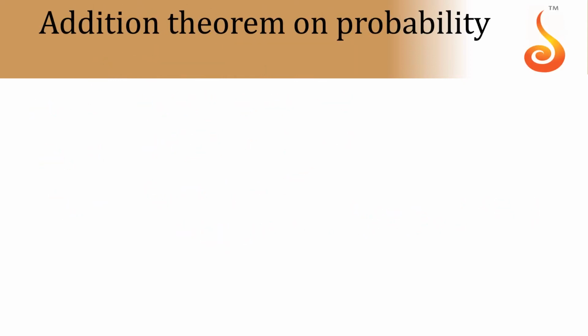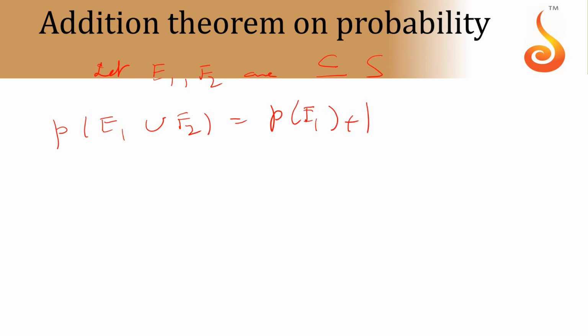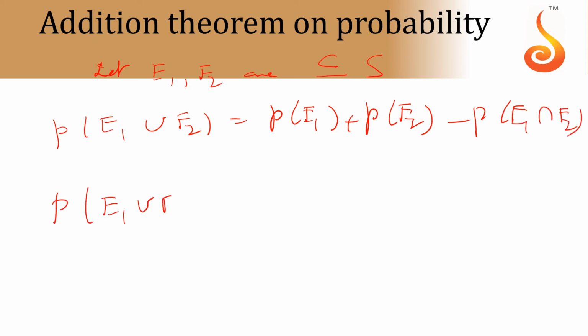the addition theorem on probability. So what is the addition theorem on probability? Let E1, E2 be two events, events meaning subsets of S. Then probability of E1 union E2 equals probability of E1 plus probability of E2 minus probability of E1 intersection E2. The same thing you can extend for three sets also.